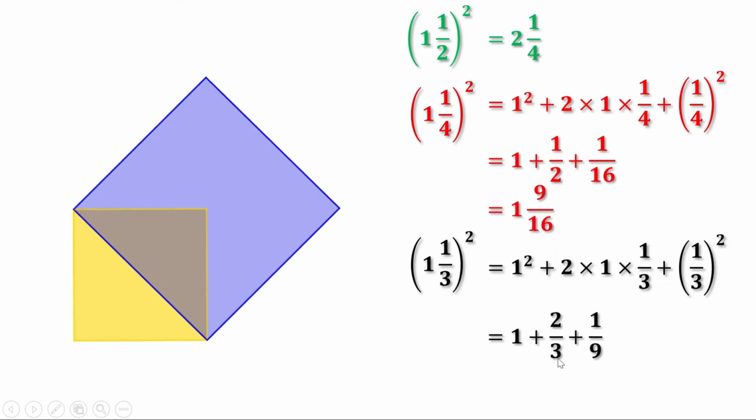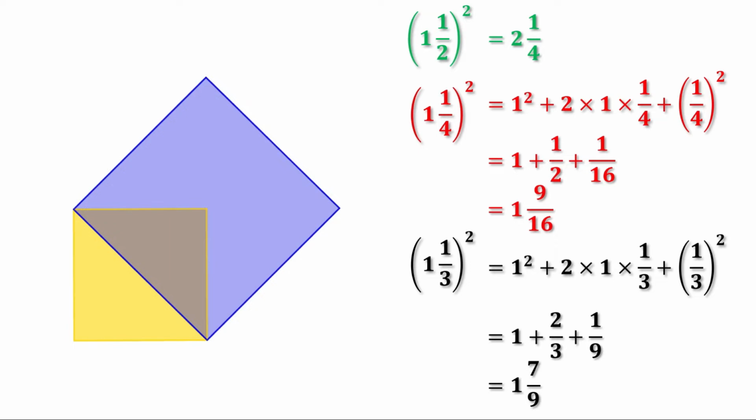When we multiply the denominator by 3, it becomes 9. So let us multiply both numerator and denominator by 3. So 2 by 3 is equal to 6 by 9. 6 by 9 plus 1 by 9 is 7 by 9. 1 plus 7 by 9 is 1 7 by 9. This is less than 2, but it is closer to 2 than 1 1 by 4 square. That means the side of this large square cannot be 1 1 by 3.